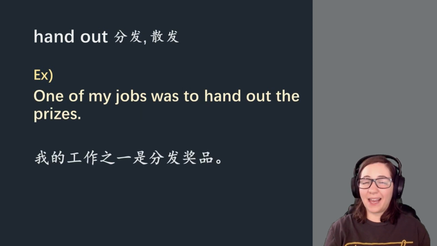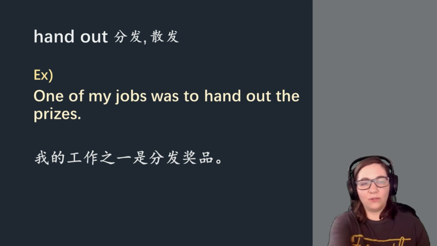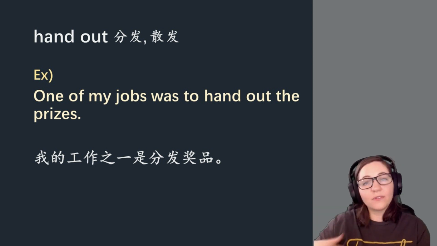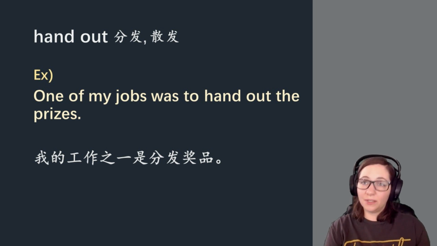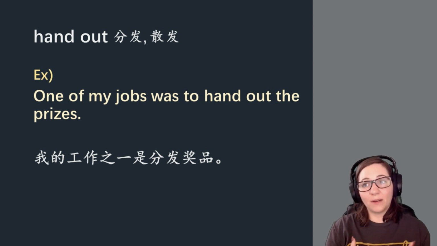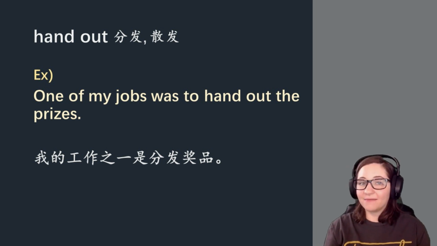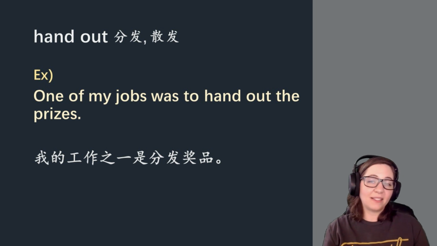And the next one is hand out. And hand out means to disperse or to give something to people. So you could say, one of my jobs was to hand out the prizes.